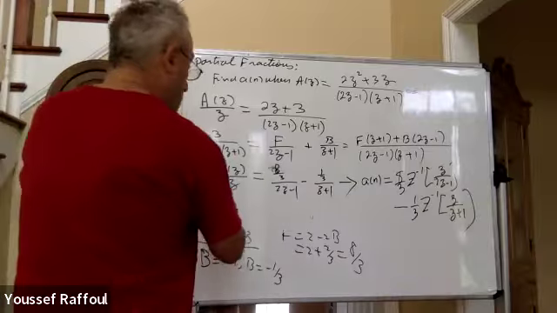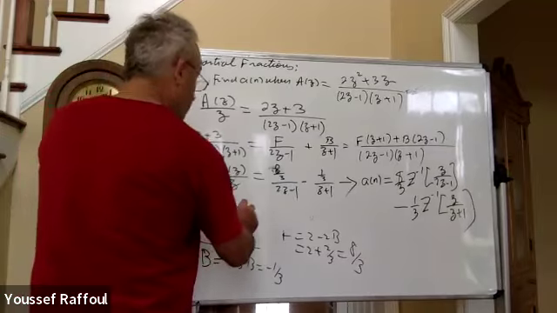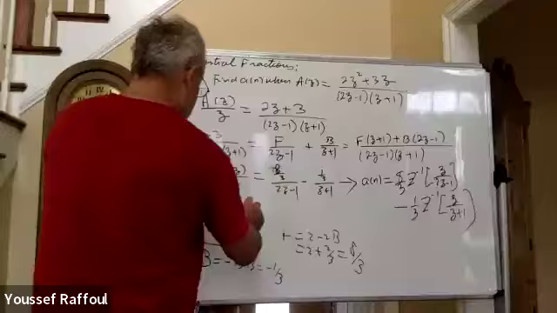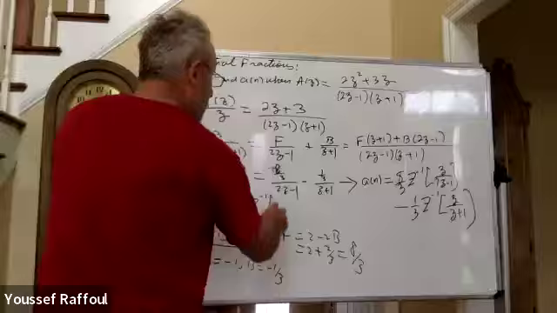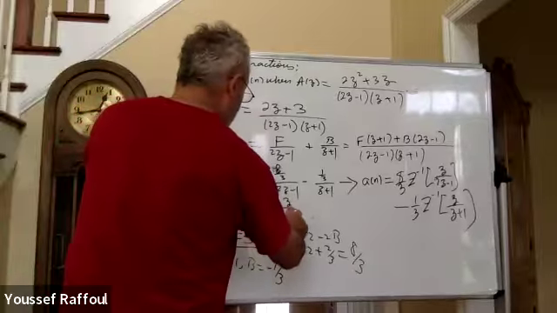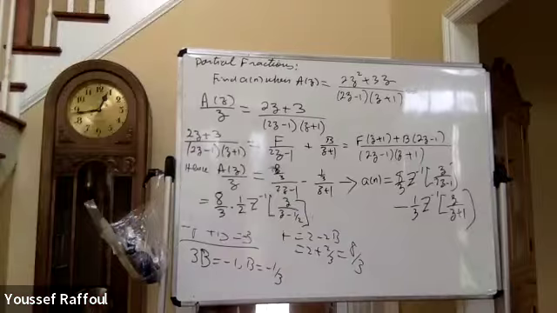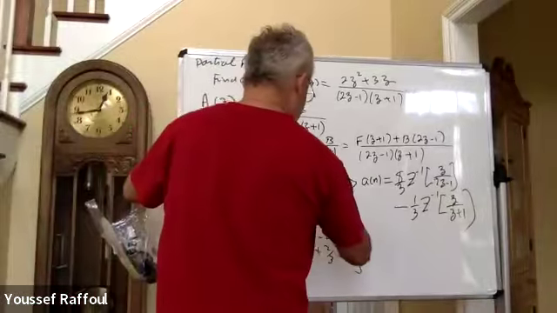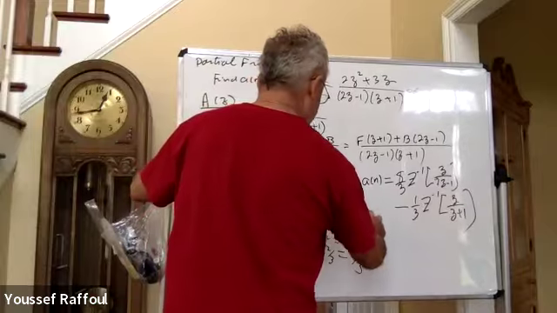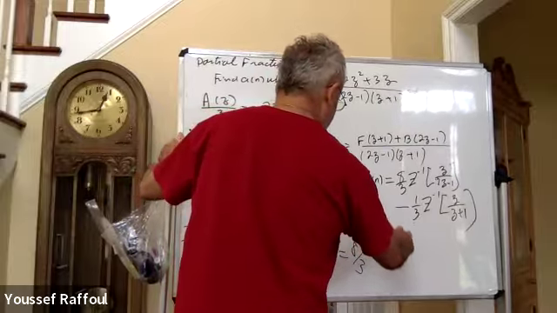And that is equal to 8/3 times 1/2 z inverse over z minus 1/2. You see, I factored 2 out in the bottom. And minus 1/3 z inverse z over z minus 1.